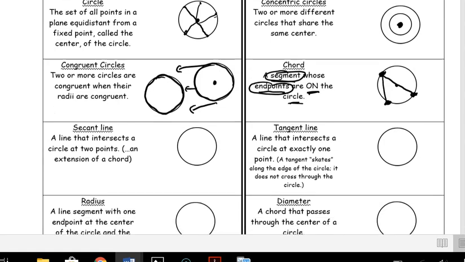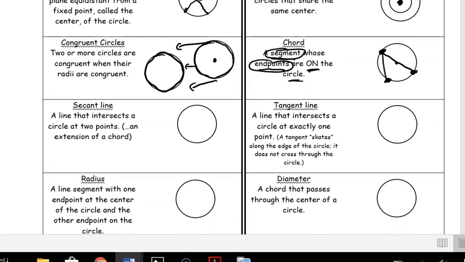A secant line is a line that intersects a circle at 2 points. It is an extension of a chord. So a secant line basically is going to look like a chord. It's going to intersect a circle at 2 points, but it's going to pass through. So it touches here and here. It's just those are not your endpoints. Secant line versus tangent line. Notice how a secant line crosses twice. A tangent line is going to cross the circle exactly one time.